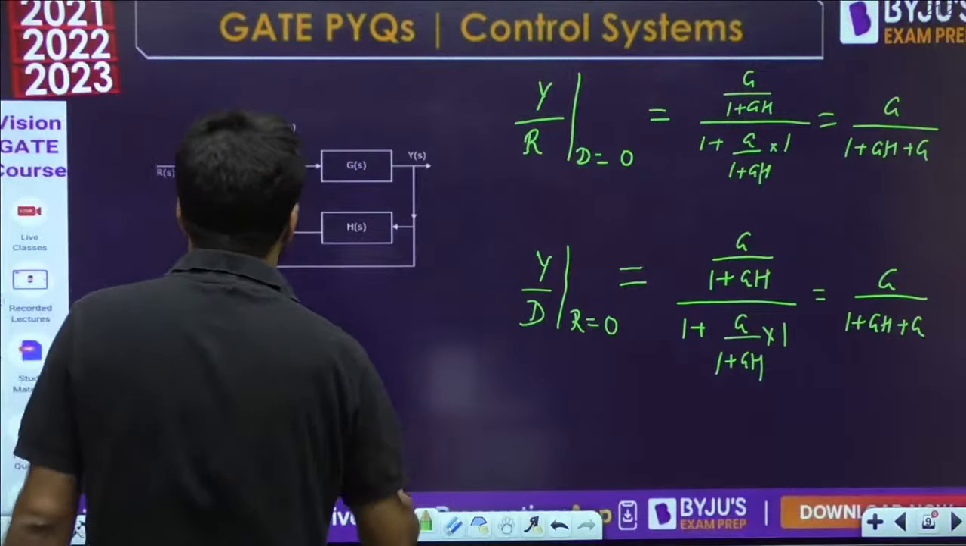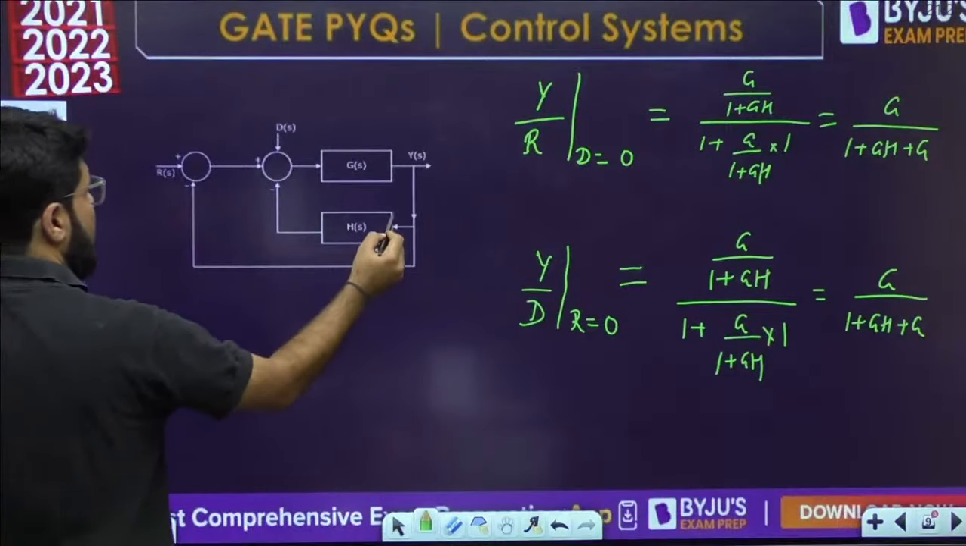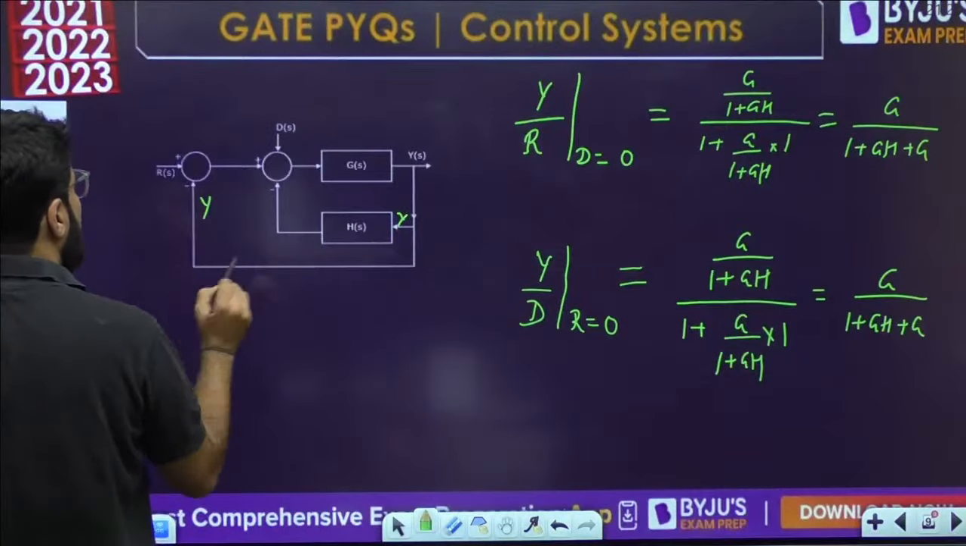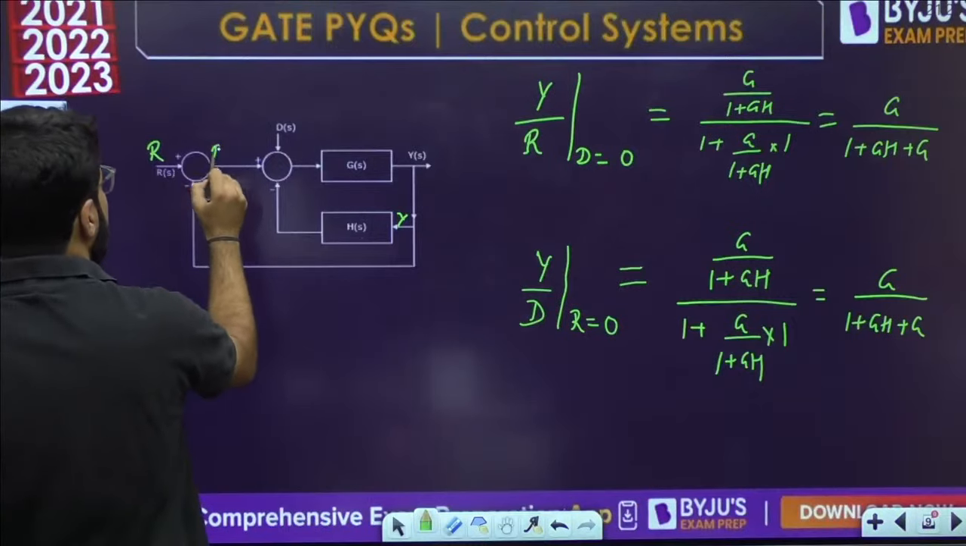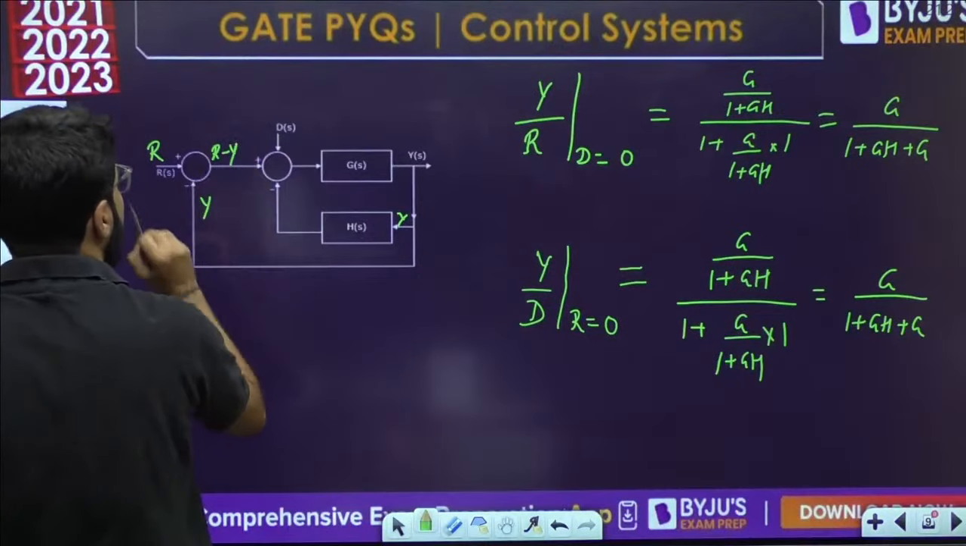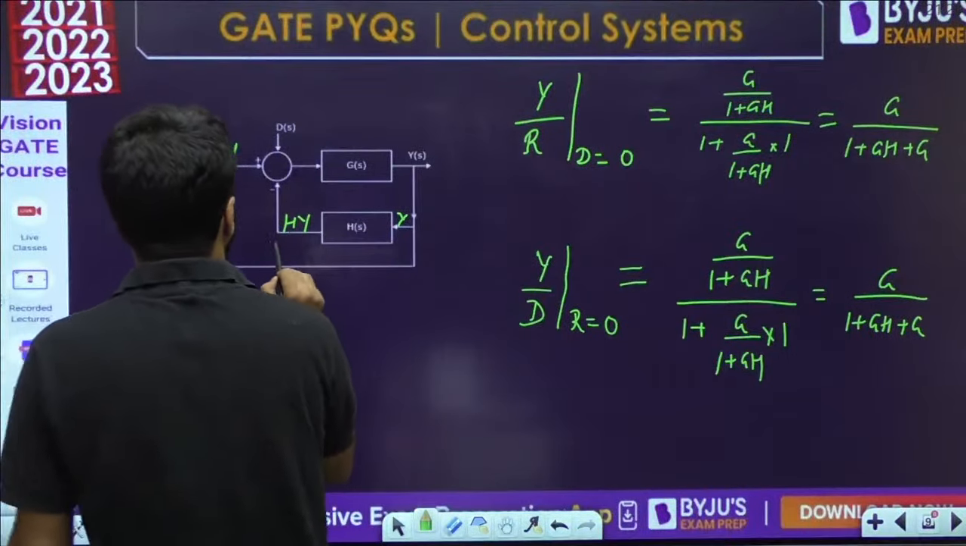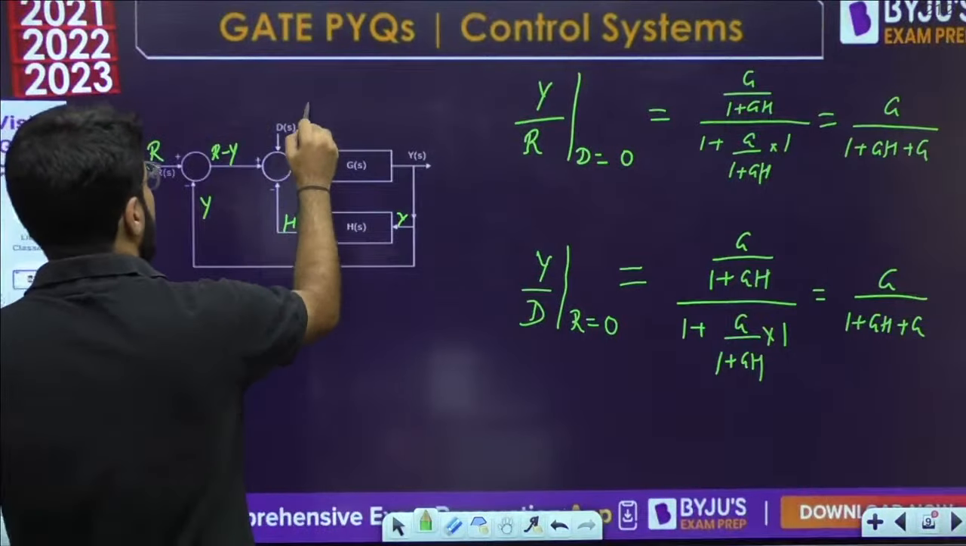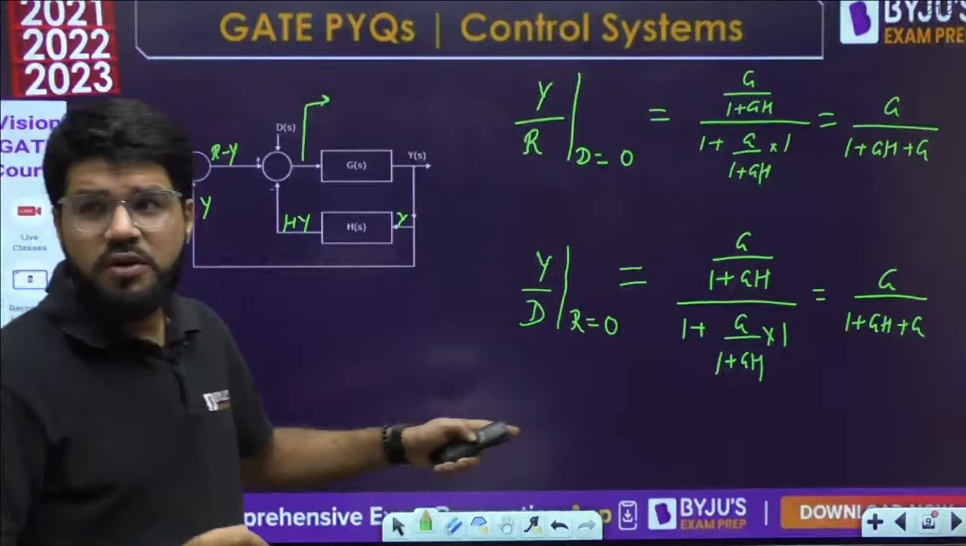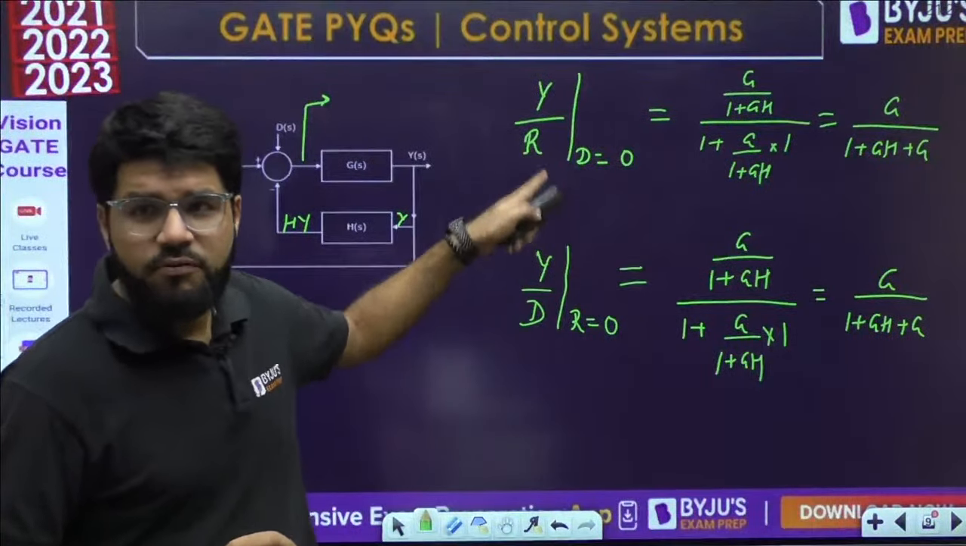See, if this is R, this is directly Y. Y goes here, Y goes here. This is R, so this is definitely R minus Y. If this is Y, this becomes HY. We can make it even more simple. Many times, because here we have to solve it in two steps.